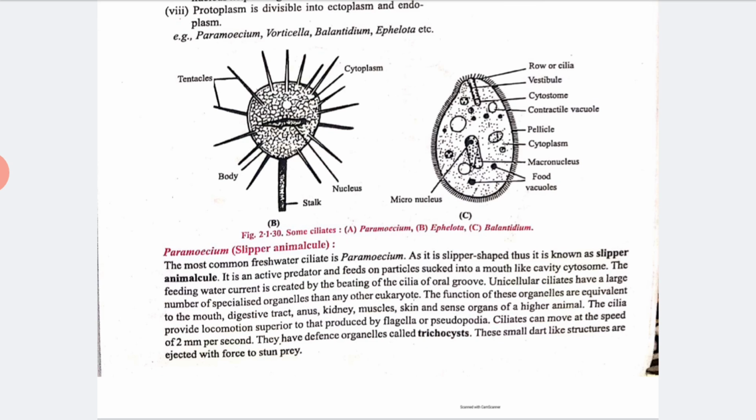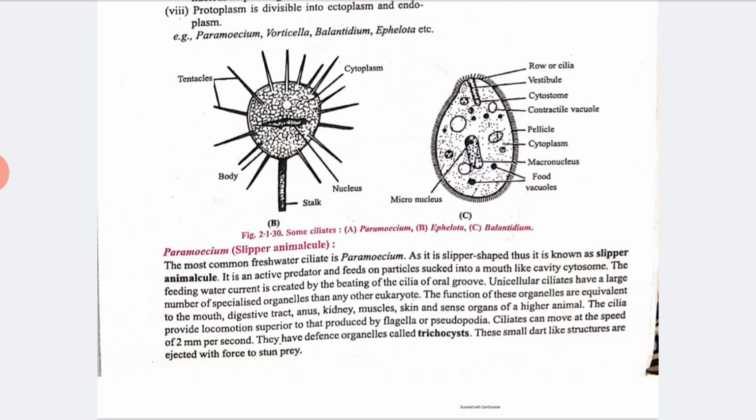Unicellular ciliates have a larger number of specialized organelles than any other eukaryotes. The functions of these organelles are equivalent to the mouth and digestive tract, anus, kidney, muscles, skin and sense organs of a higher animal. The cilia provide locomotion superior to that produced by flagella or pseudopodia. Ciliates can move at the speed of 2 mm per second, and they have defined organelles like trichocysts. Yes, and these small dark dart-like structures are ejected with force.